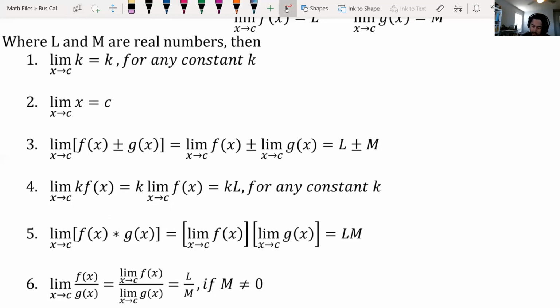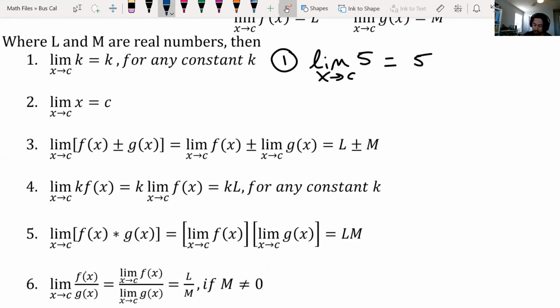So to represent number 1, I'll just do a little example here. If I said the limit as x approaches some number c of 5, 5 is a constant, what would the limit of 5 be? 5. That's all it says. So if you have the limit of just a number, then the limit is that number. So the limit as x approaches c of 5 is 5. It could be the limit of 100 and the answer would still be 100. That's all that's saying.